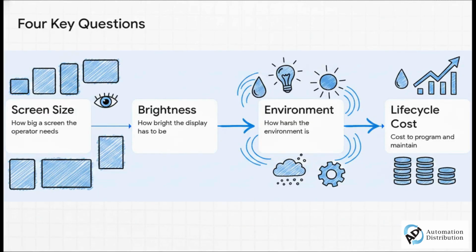And that gives us a super clear 4-step roadmap to follow. Number 1, how big of a screen does the operator actually need to read the information at a quick glance? Number 2, how bright does that display have to be for the specific lighting in that space? Number 3, how harsh is the environment going to be? And number 4, and honestly this is the one that always sneaks up on people, what is it going to cost to program and maintain this thing over the entire life of the machine?